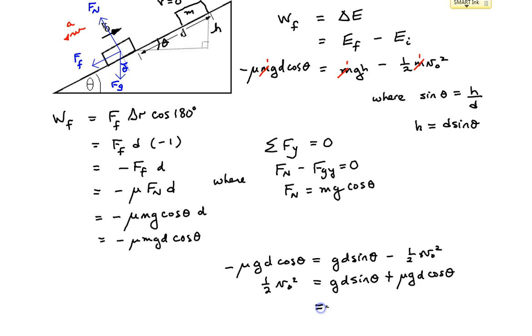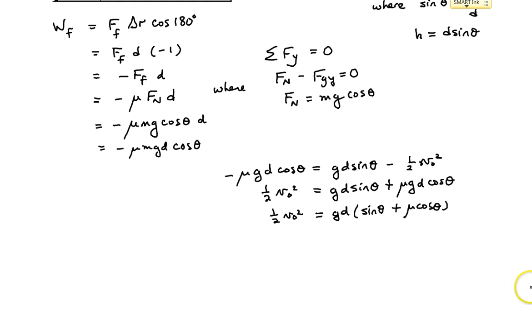Now we can pull out some like terms. We have g and d, and then in the brackets sine theta plus mu cosine theta, and this is equal to 1/2 v0 squared. So now we can solve for d. It would be equal to v0 squared, and on the bottom we have that 2 from the half, and then we have g times the bracket sine theta plus mu cosine theta.